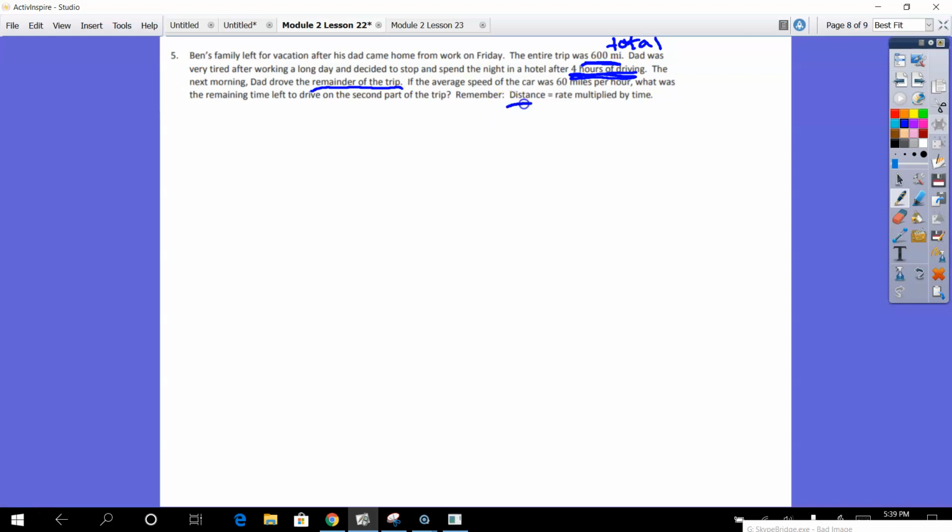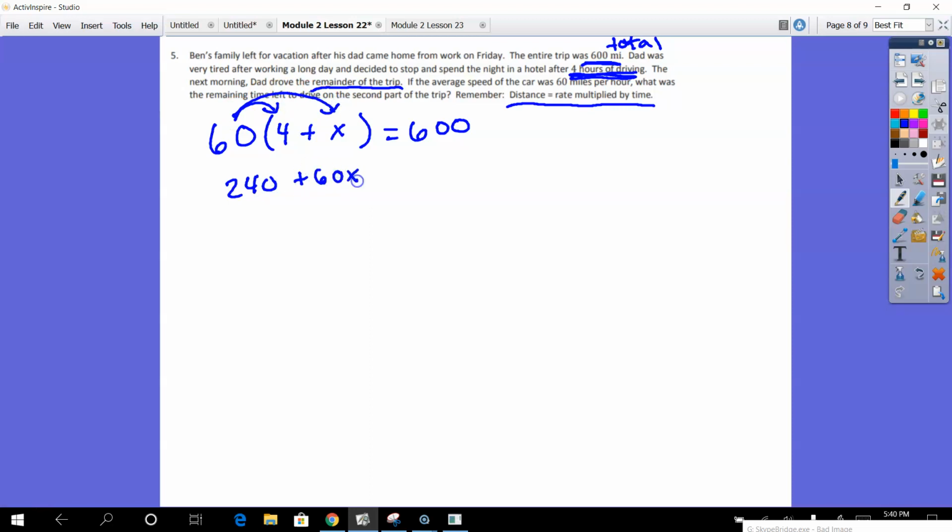So remember, distance is equal to the rate multiplied by the time. So we're multiplying 60 miles per hour times the beginning of the trip, which was 4 hours, plus the end of the trip, which we don't know. And it gives us a total of 600 miles that we're driving. So 60 times 4 gives me 240. 60 times x gives me 60x is equal to 600. So that was because of the distributive property.